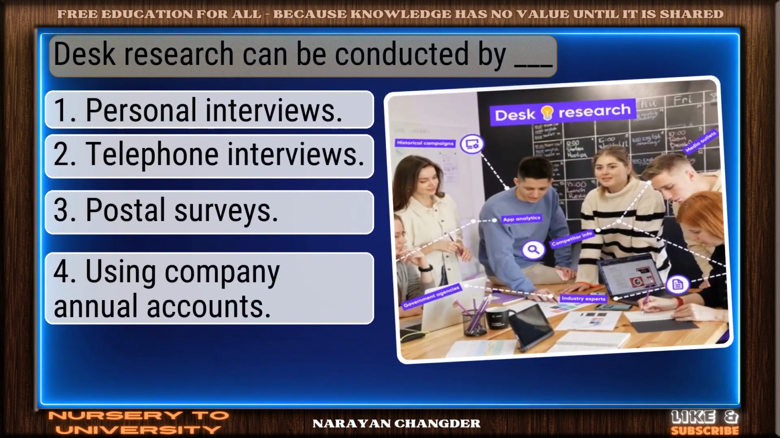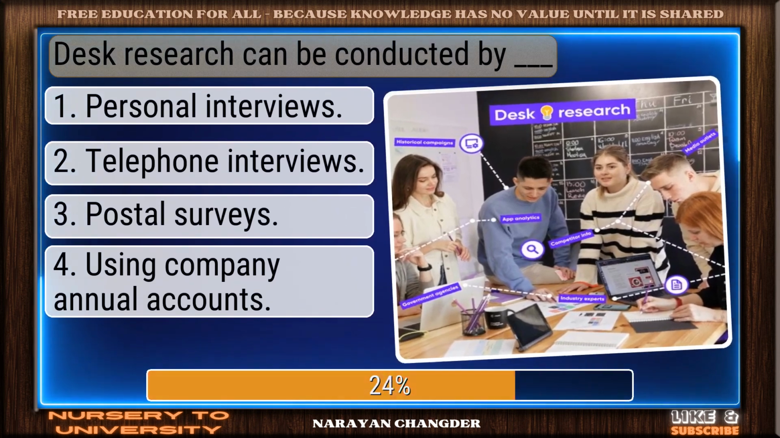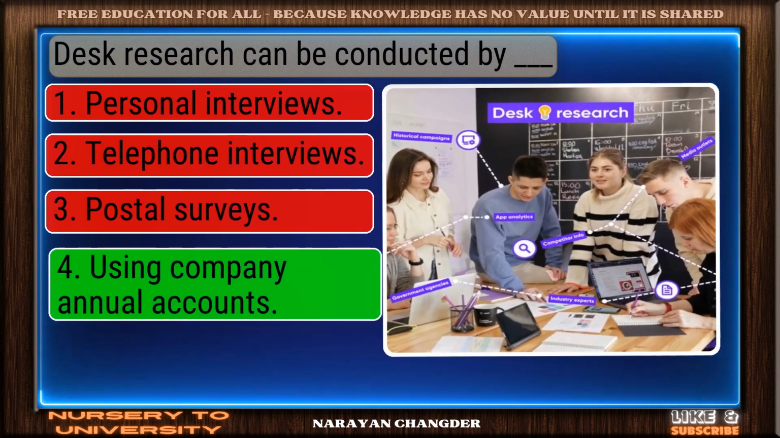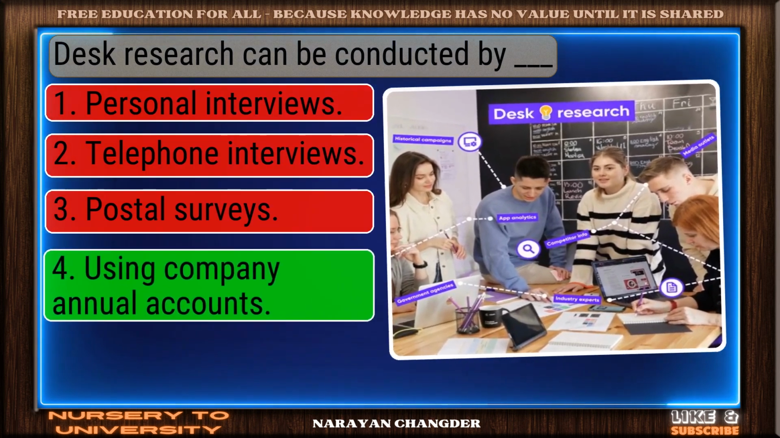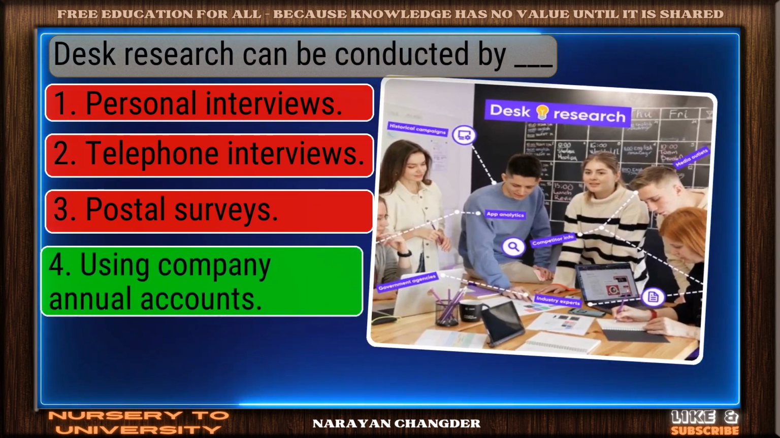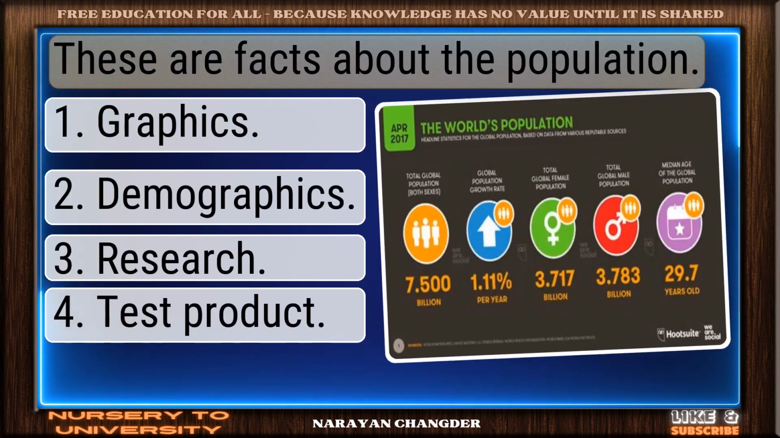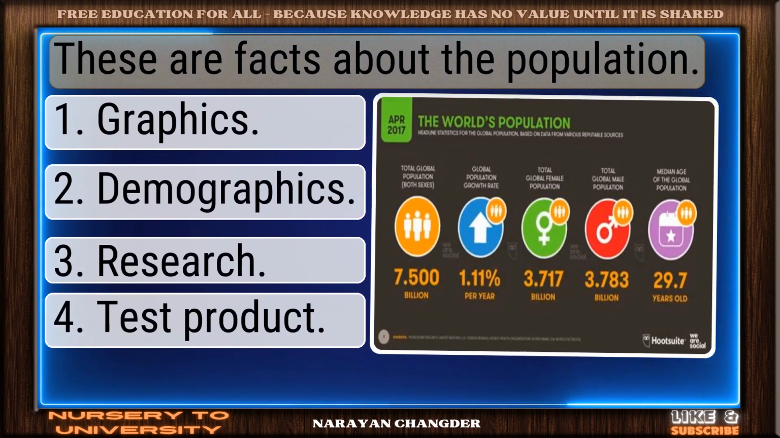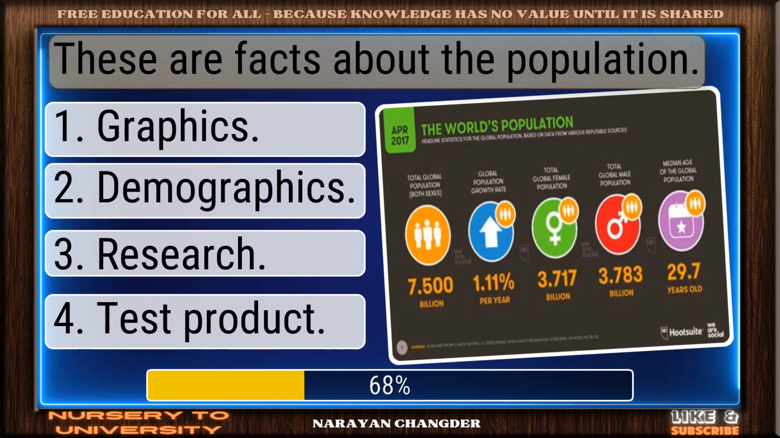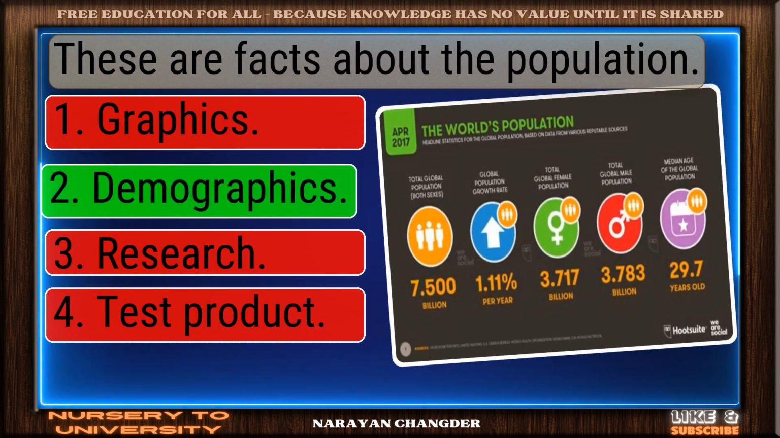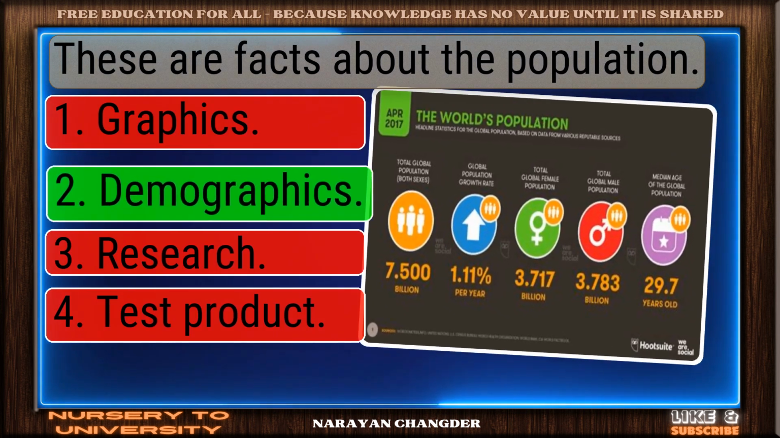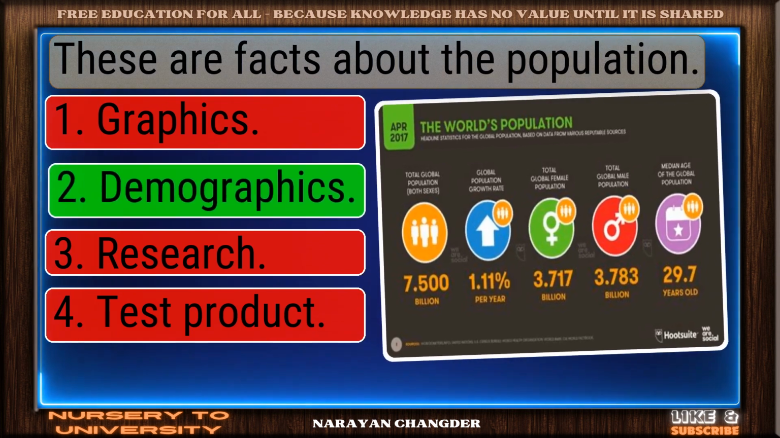Desk research can be conducted by dash. Great job. Using company annual accounts is the accurate answer. These are facts about the population. Excellent. Demographics is a brilliant choice.